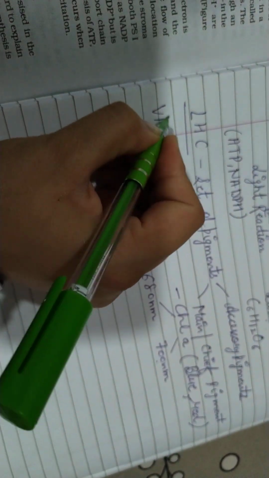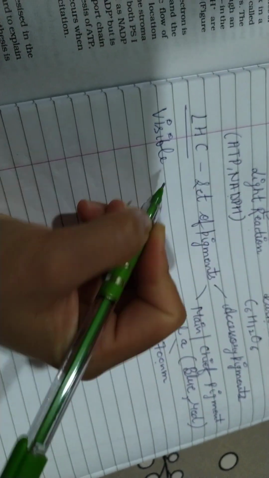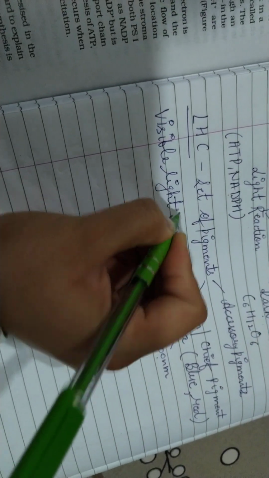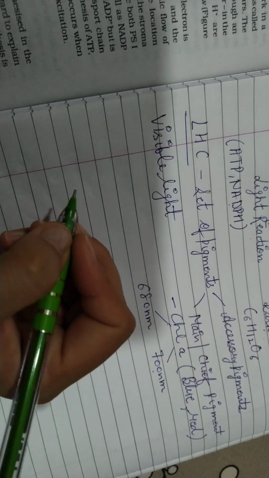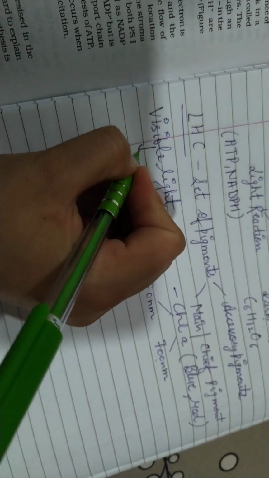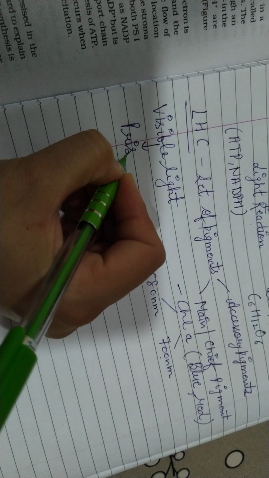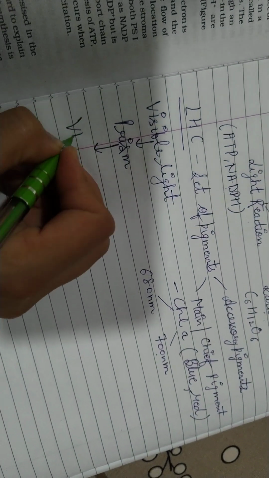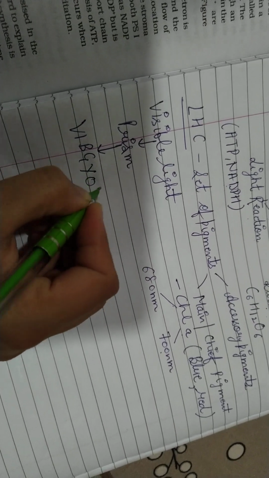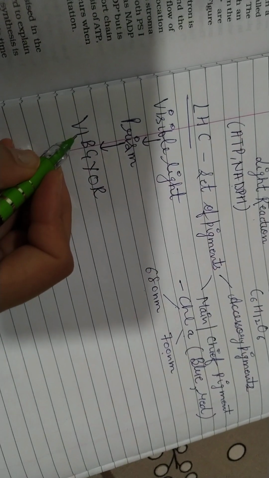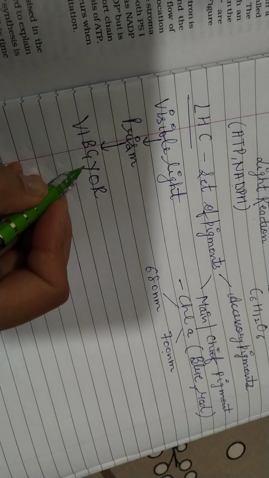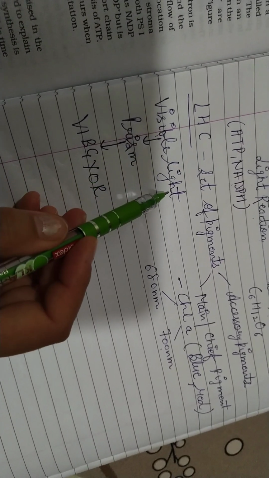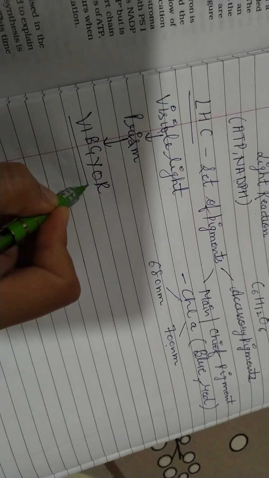If you look at the visible light, the light which is visible to your eyes, that appears to be white, right? But if this visible light is passed through a prism, then it will split into 7 colors, that is VIBGYOR: violet, indigo, blue, green, yellow, orange and red. So visible white light gives you 7 colors.